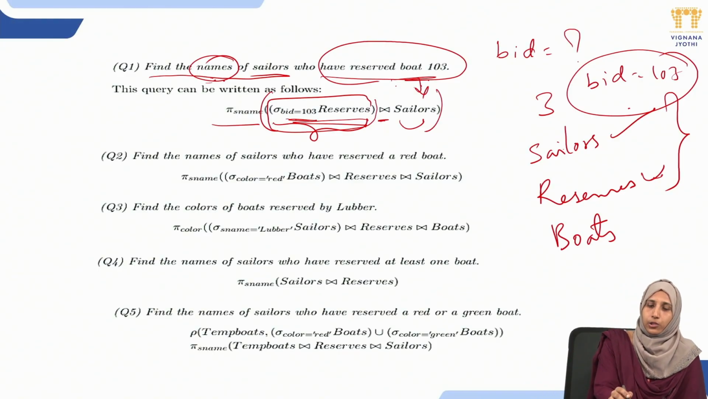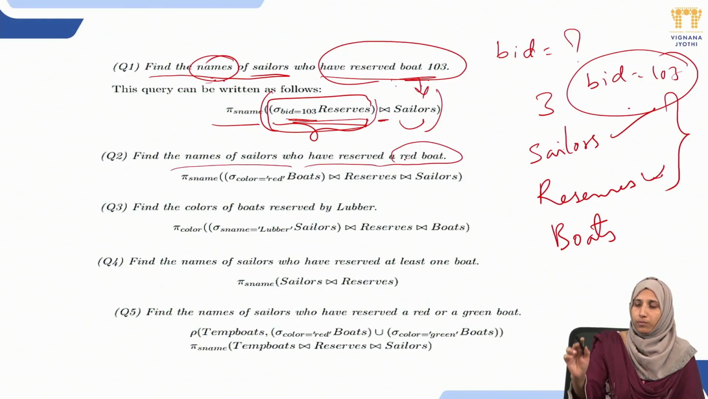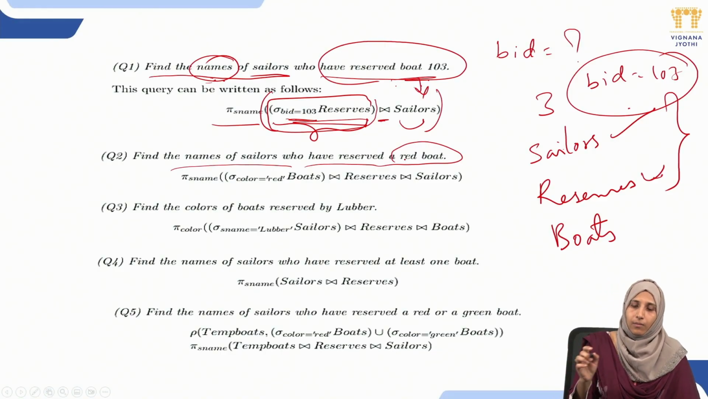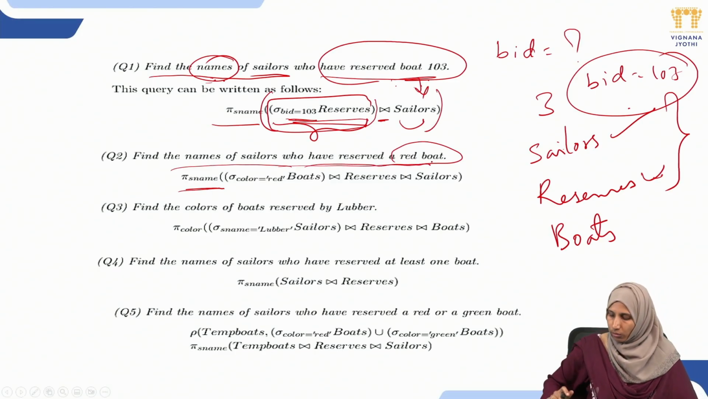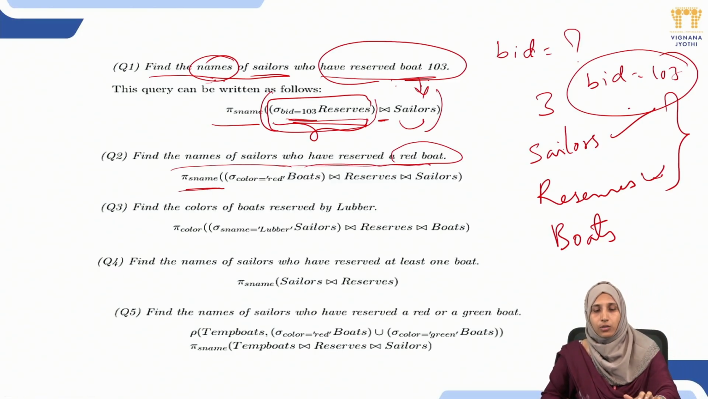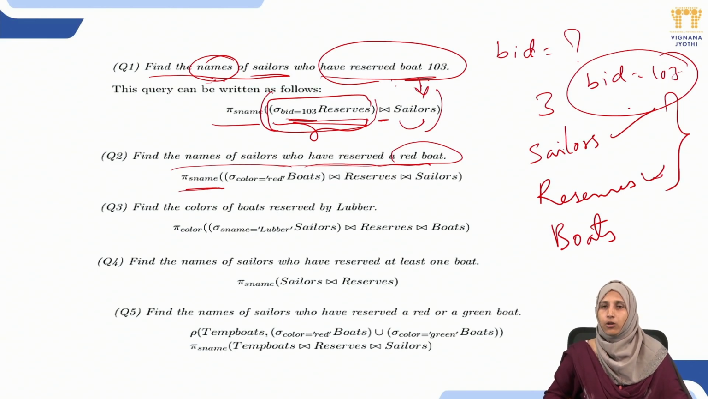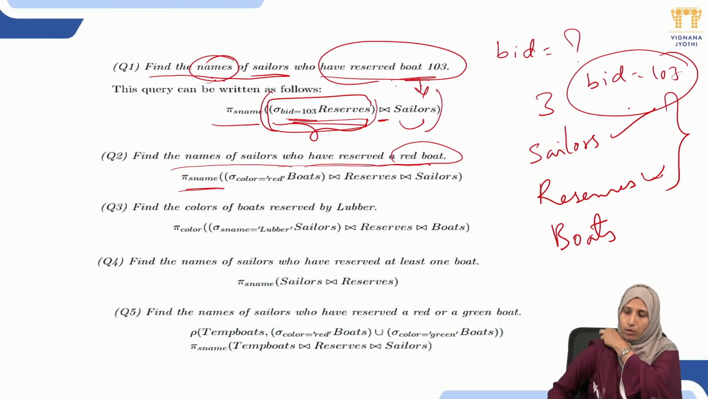Similarly, second question. Find the names of sailors who have reserved a red boat. Ultimately, they want us to display the sname only. But to display those snames, there are some conditions. What is that? Red boat. They are telling us to extract the names of sailors based on the color of the boat.